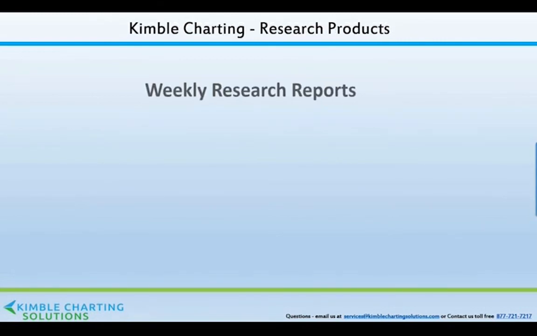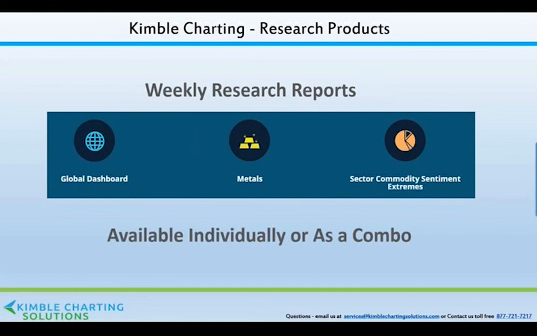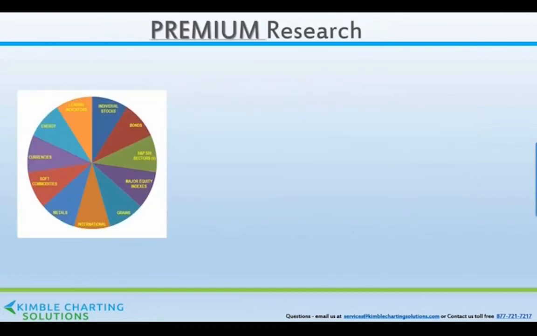So two types of research products we offer. Individual research products, global dashboard, metals, and our sector commodity. These are three different weekly research reports that come out. Now there are actionable ideas that we email for these two. This is more big picture, 30,000 foot view type research. You can get these individually at $67 a month, or you can do a combo where essentially one of these is free. This is our weekly research. I'm here to answer any questions about that. I don't want to get into too much detail, but this is our weekly.